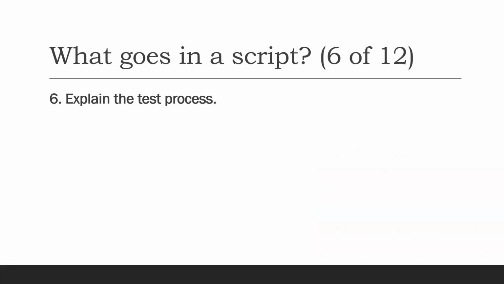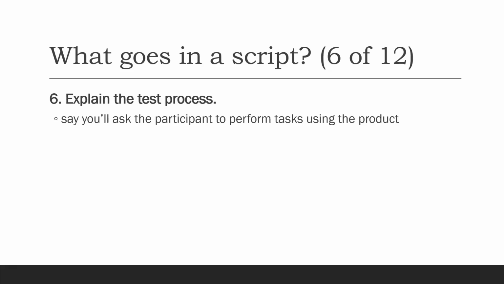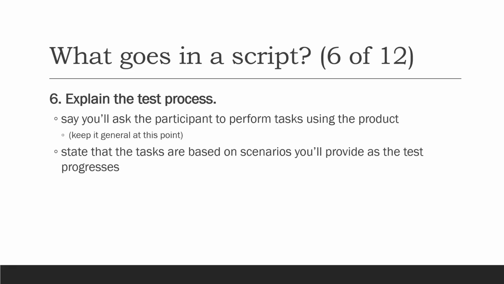Then you want to explain the test process itself. Tell the participant you're going to ask them to perform tasks using whatever product it may be. You've got to keep it general right now. If you give too much detail, like I'm going to ask you to do A and B and C, they're going to start thinking, do I need to memorize this? No, just keep it general. I'm going to ask you to perform some kinds of tasks using whatever this thing may be. And then state that as you go along, you'll give them scenarios. As the test goes along, all right, here's what we're going to do. You finish that one, here's what you're going to do next.